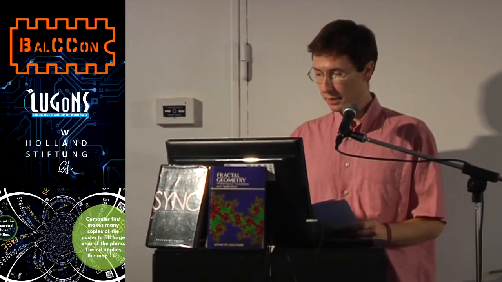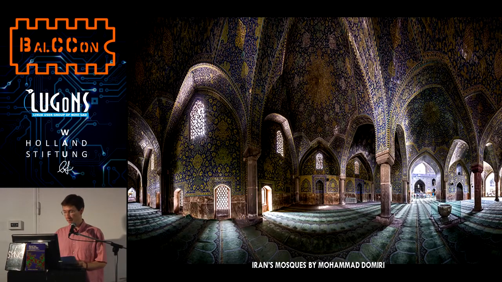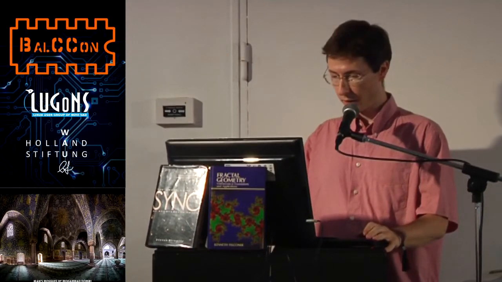And here we have some works from a photographer, Mohammad Demiri. These are the mosques in Iran. They are also transformed conformally with special lenses, kind of lenses that we cannot afford except if we do programming. Very similar to fractal worlds, perhaps it's an art form that has been present for centuries or thousands of years around here.